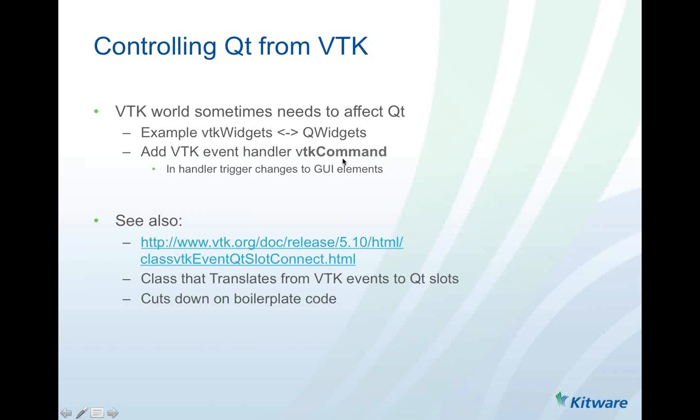The way you do that is similar to the way you tell VTK what to do from Qt, in that you use VTK's commands, that is, the things that respond to events. You tell the commands to trigger events that change the GUI elements. So you can have GUI elements that change things in the VTK pipeline, and you can have VTK pipeline events changing the GUI. We'll demonstrate here quickly.